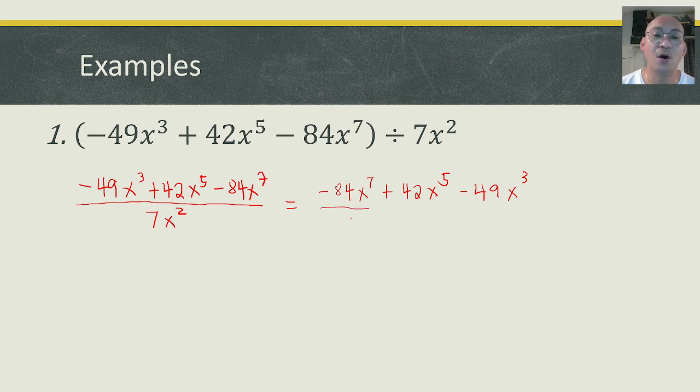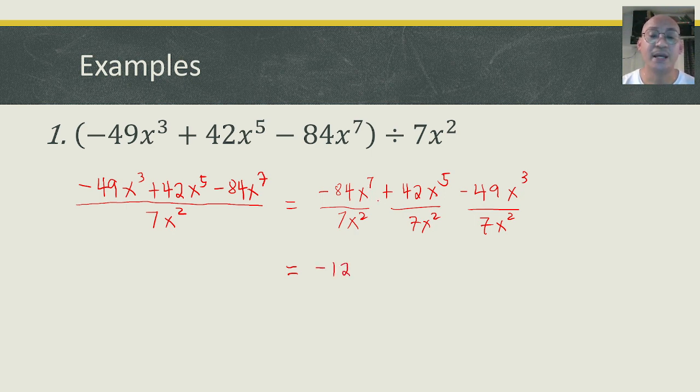Then divide all into 7x squared. Take note to check first if the terms of the dividend can be divided by the divisor, so that we can easily divide the given polynomial by a single term polynomial. So negative 84 divided by 7 is negative 12.